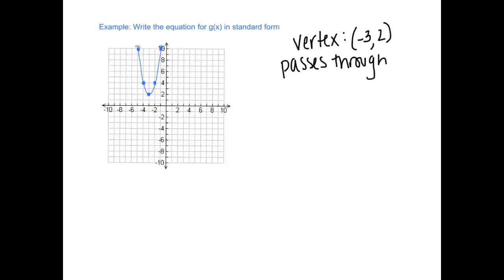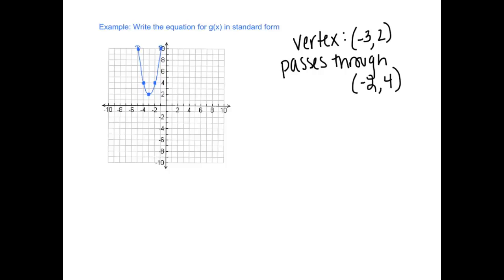The first thing you might notice is that this function has a vertex at (-3, 2). The other thing you might notice is there are some other nice points on this function. I'm going to list one out. The function passes through, and I like that point, (-2, 4). Using these two pieces of information, we can write the equation.